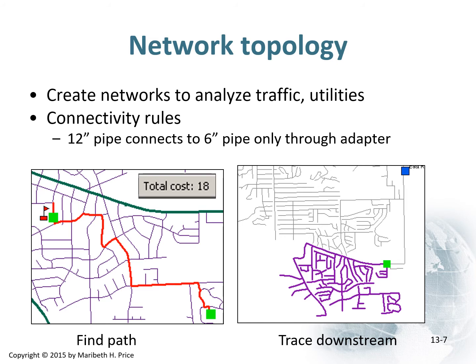In the example they have here, if you go from one size pipe to another size pipe, it has to have an adapter. And so that would be one way of mapping out the infrastructure of a water or sewer network.